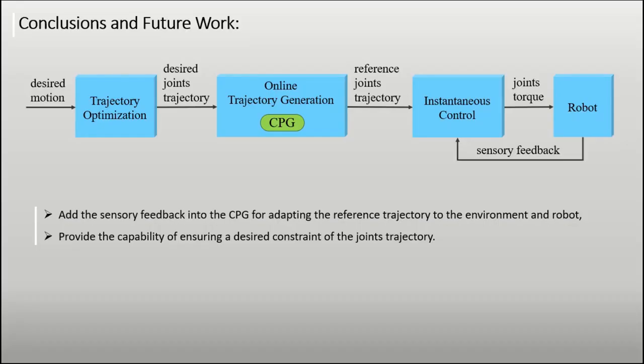Our future work includes, first, adding sensory feedback into the CPG for adapting the reference trajectory to the environment and robot changes, and second, providing the capability of ensuring a desired constraint on the joint trajectory.